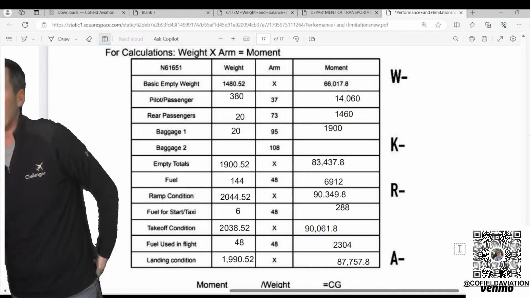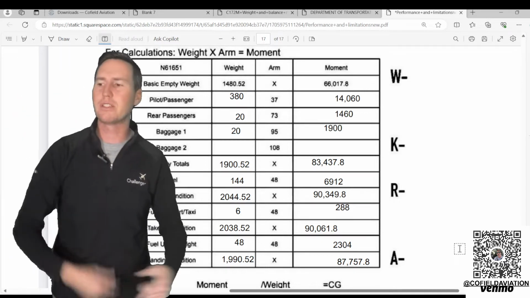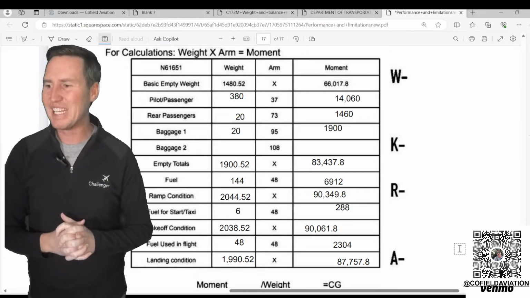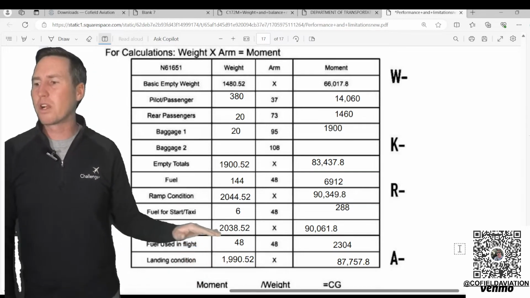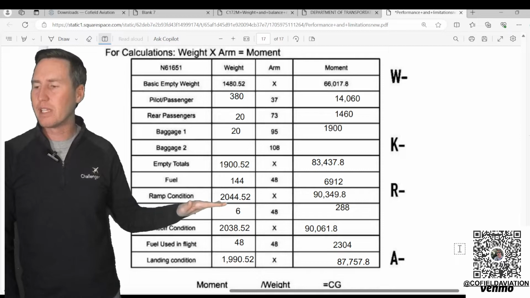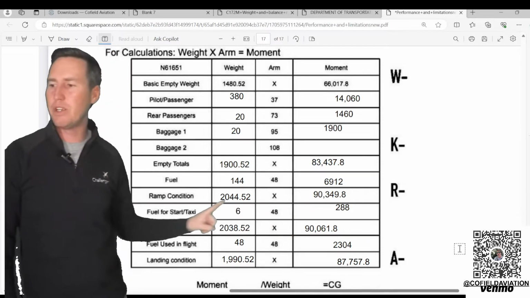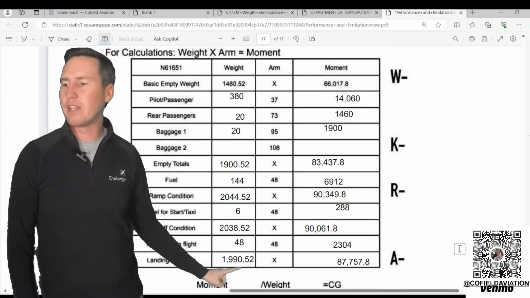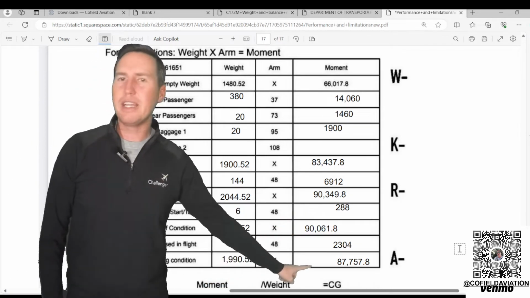Now, I know that looks like a whole lot, but once you do this over and over and over, you're going to get used to it. So basically we're going to start here and we're going to determine where our CG falls. So we have weight, we have moment, and then we have a landing weight and a landing moment.